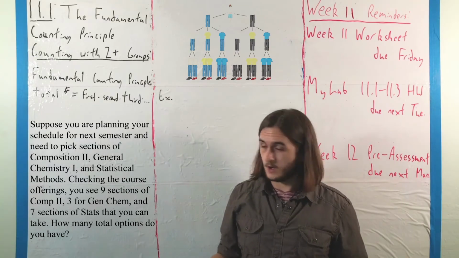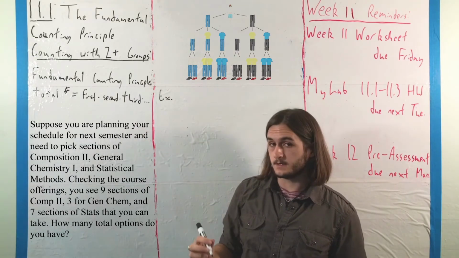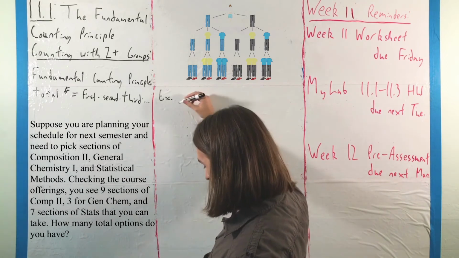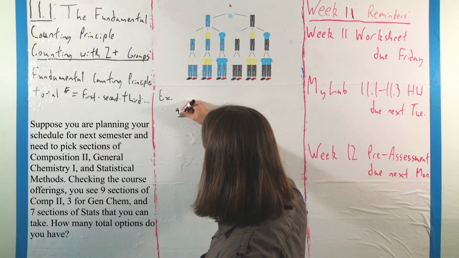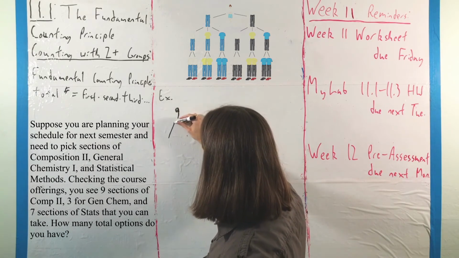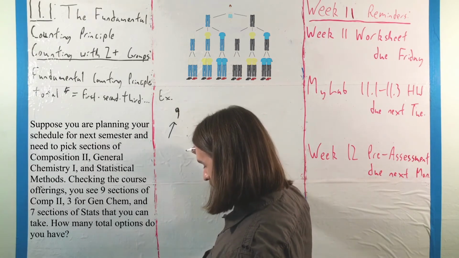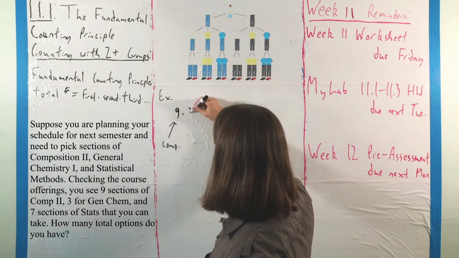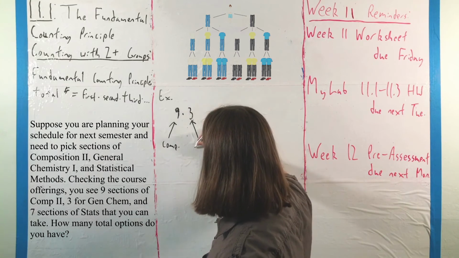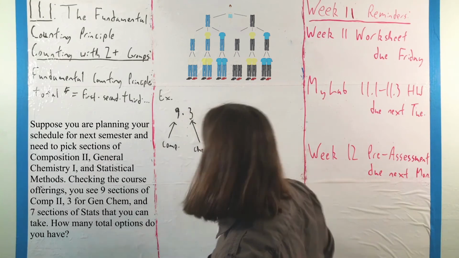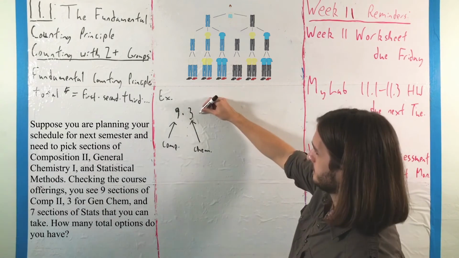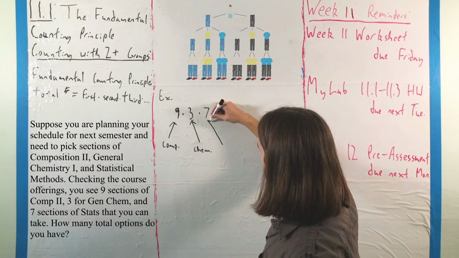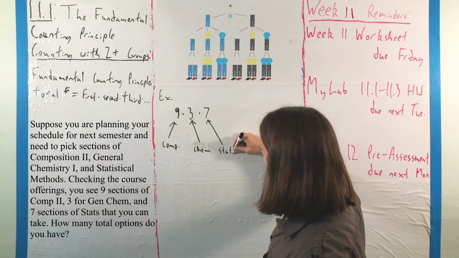So in this case, all we need to do is think about how we could break this up for the fundamental counting principle to properly apply. So we would have 9 for our comp sections, times 3 for our 3 sections of Gen Chem, and then finally we have 7 stats sections to consider.